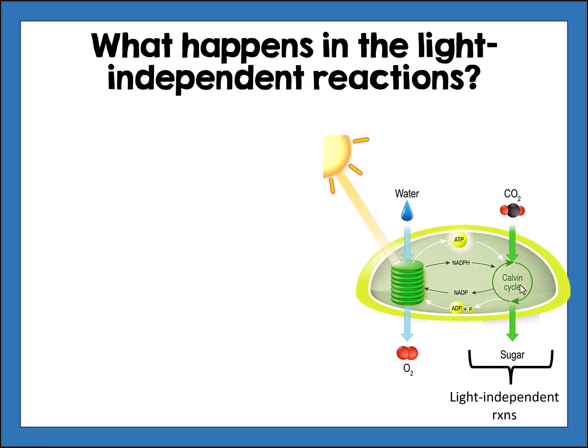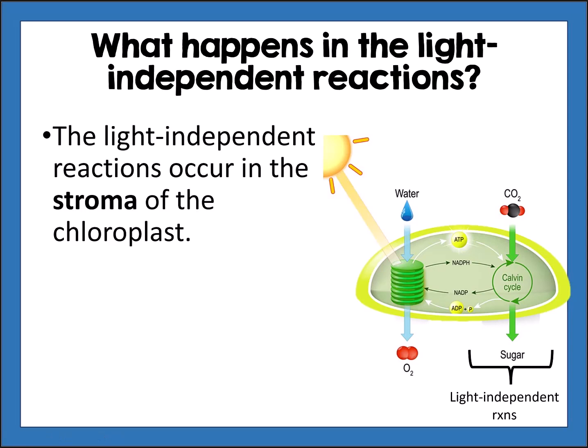So what happens in the light-independent reactions again? We just did the first part here, light-dependent reactions. We made our ATP, as you just saw, and we made NADPH. And now what's happening in the light-independent reactions in the second portion here? The light-independent reactions occur in the stroma of the chloroplast. So this is outside of the thylakoids in that space.